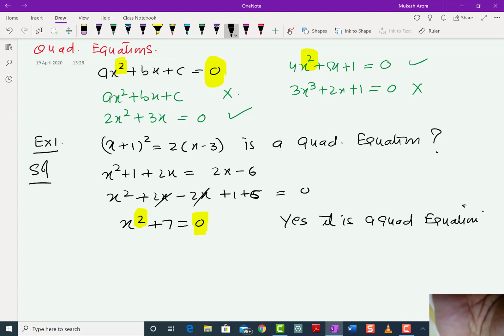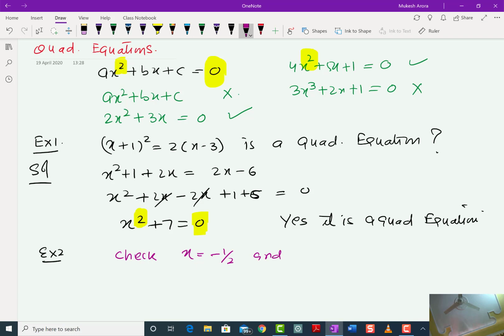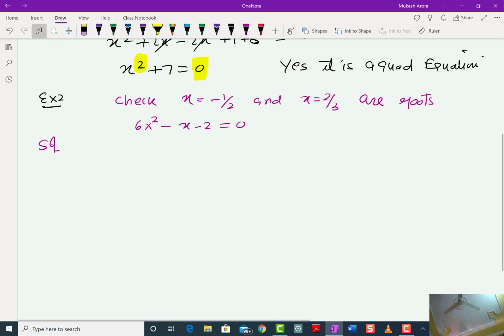Now the second question comes to us. We have to check whether the given values are the roots of this equation or not. Check whether x is equal to minus 1 by 2 and x is equal to 2 by 3 are roots or values of 6x square minus x minus 2 is equal to 0. So we'll substitute the value.